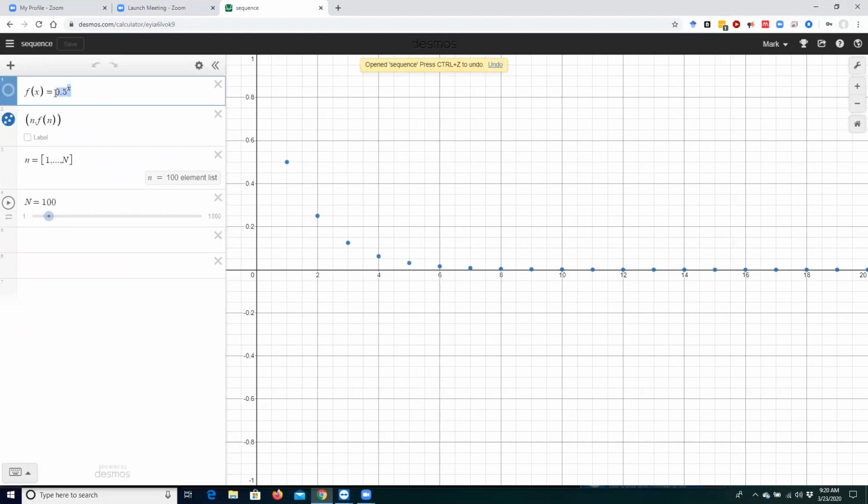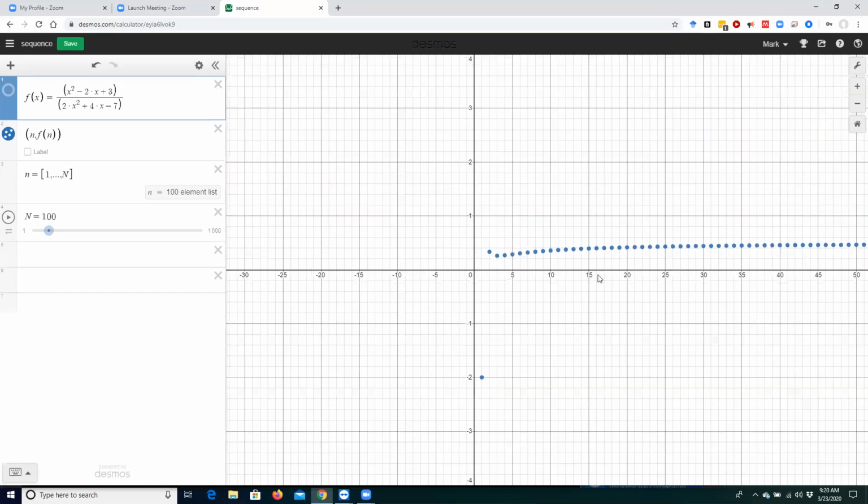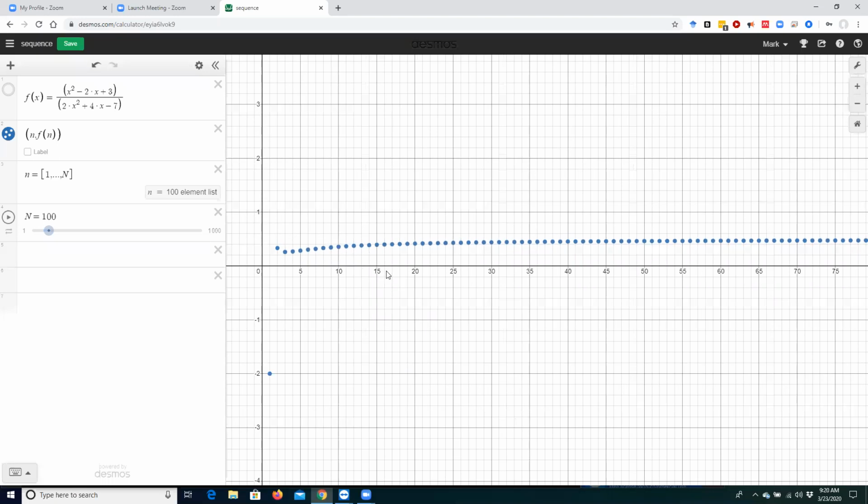All right, so our sequence was n squared minus 2 times x plus 3 over 2 times x squared plus 4 times x minus 7. And let me zoom out just a little bit here. All right, and so you notice as you plug in larger and larger values of n here, the y values are getting close to something. And if we plug in 1/2, that seems like a very reasonable candidate based on the graph. Okay?